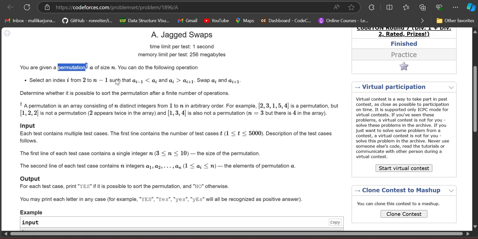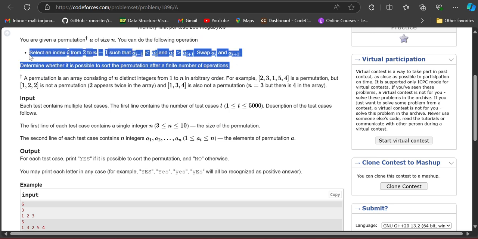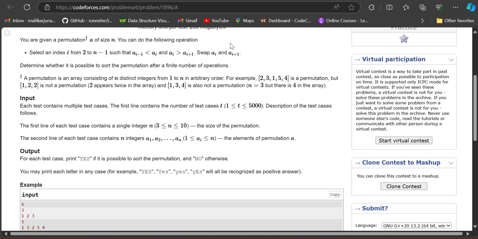given a permutation A of size n, you can do the following operation: choose i from 2 to n minus 1, such that A(i minus 1) is less than A(i) and A(i) is greater than A(i plus 1), then swap A(i) and A(i plus 1). Determine whether it is possible to sort the permutation after a finite number of these operations. What are those operations? We can swap A(i) and A(i plus 1) when the condition holds for index i, so it has to be performed from 2 to n minus 1. Why does it start from 2?